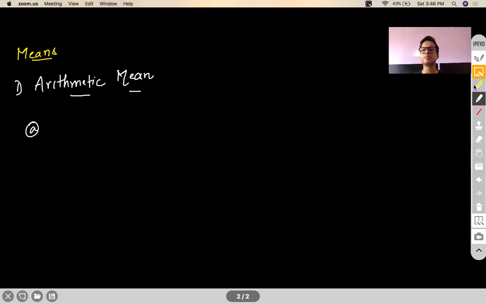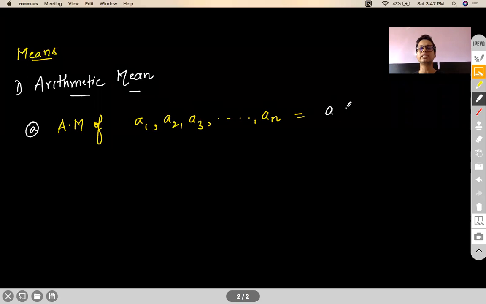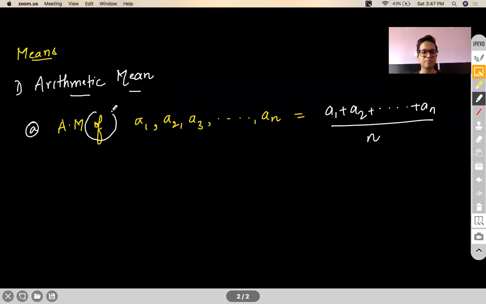Number one, we talk about arithmetic mean of certain quantities, A1, A2, etc. The arithmetic mean of these quantities is basically the sum of these quantities divided by the total number of quantities, the same way as you find the mean in statistics. So when you divide this whole thing by n, it gives you the arithmetic mean of. The word here is of. Arithmetic mean of these quantities.